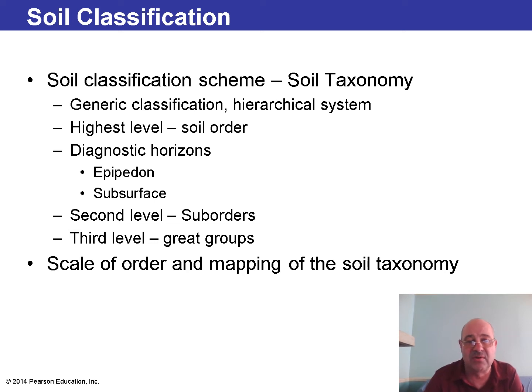How do we name soils? It's a general classification, a hierarchical system. The highest level is soil order, and then we have the second level, third level, groups down below, subgroups and great groups. An epipedon. What is an epipedon? It is the O and the A horizon. Anytime you find an O and an A, that's called an epipedon. And then we have our subsurface or sub horizons.